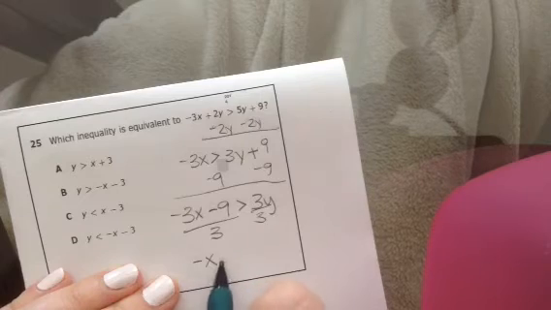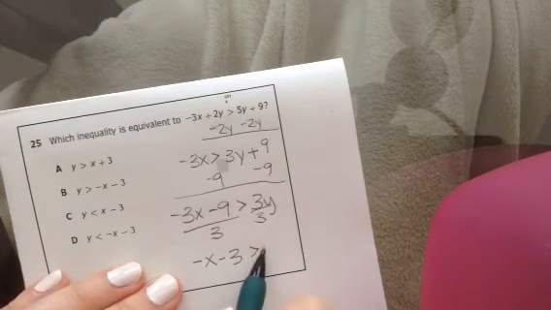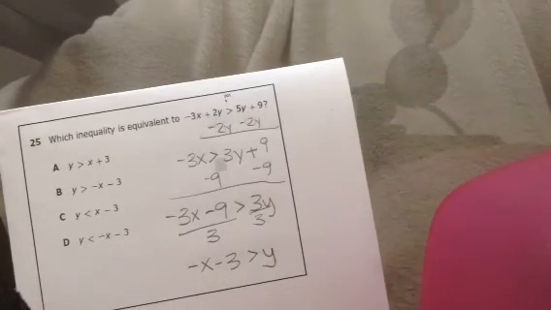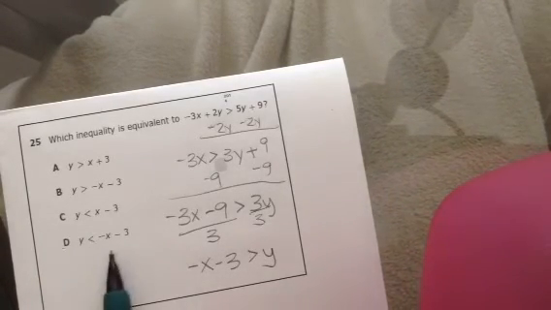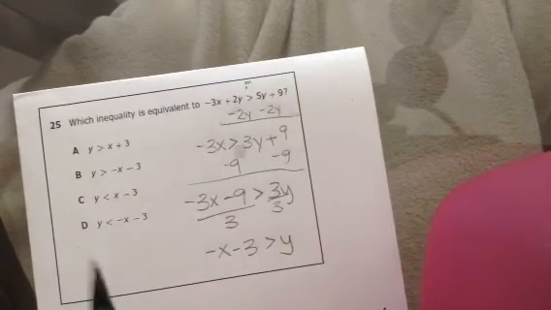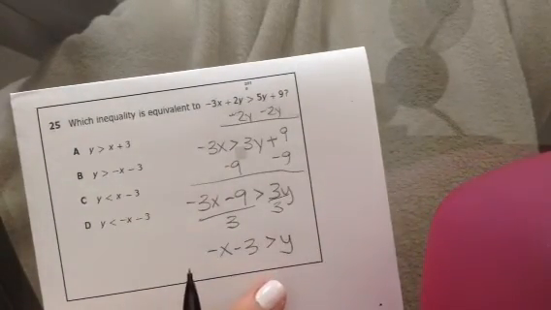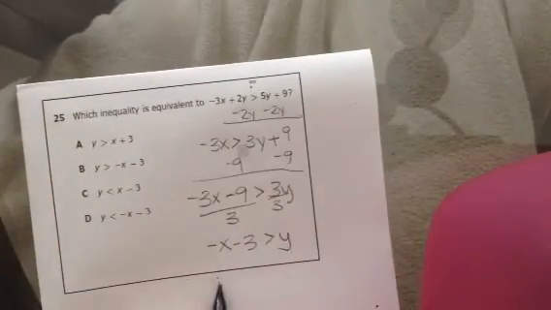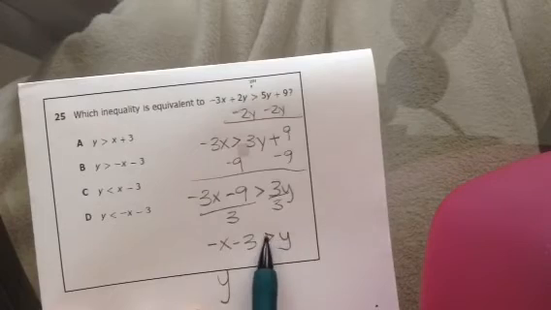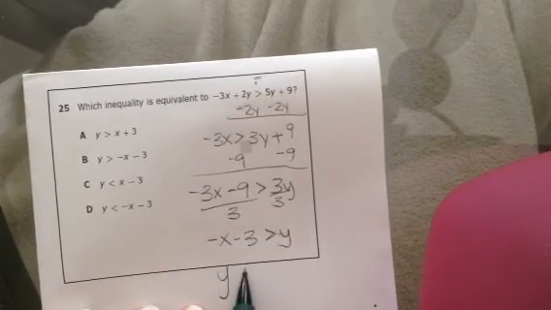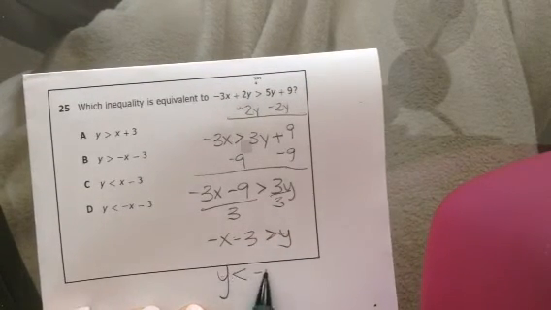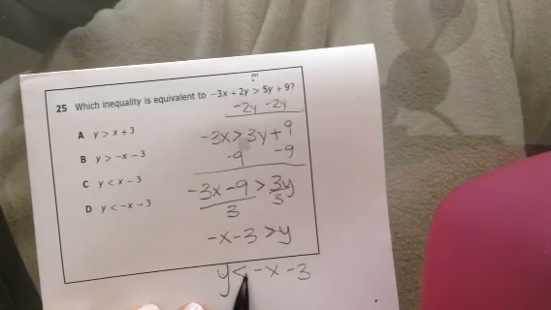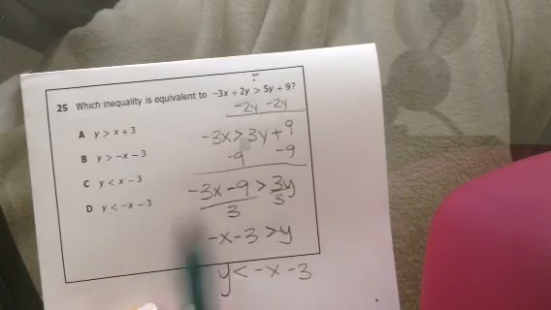So I have negative x minus 3 greater than y. So if I want to put the y on the other side in order to compare my answer choices, remember if I flip this, I have to flip the sign. So it's kind of like making a mirror image. So if I bring the y over here, this says that the y is smaller than this side. So the y still has to be smaller. So if you rearrange your equation, make sure you flip your sign. Or just analyze it the other way.